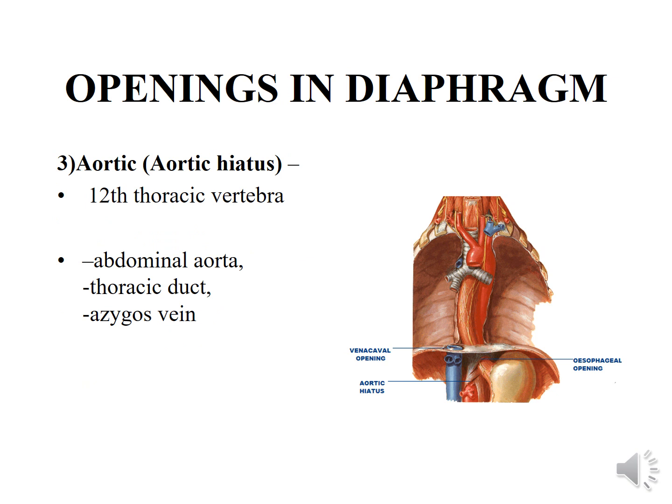Coming to the third major opening, that is the aortic hiatus or the aortic opening. It is basically lying behind the diaphragm, and it is osteoaponeurotic. It lies at the level of lower border of 12th thoracic vertebra, and it is round in shape. It is basically situated behind the median arcuate ligament. And what are the structures which are passing through this aortic hiatus? Three structures: abdominal aorta, thoracic duct, and azygous vein.